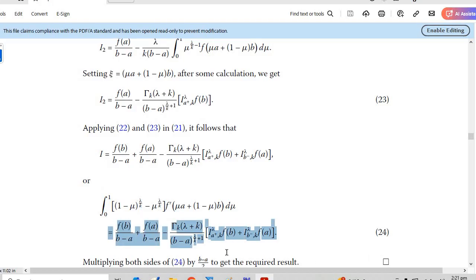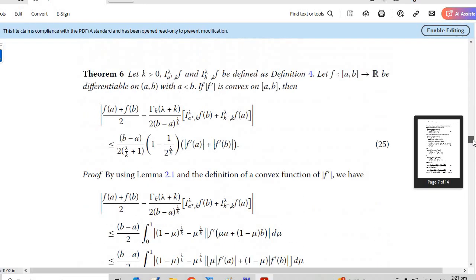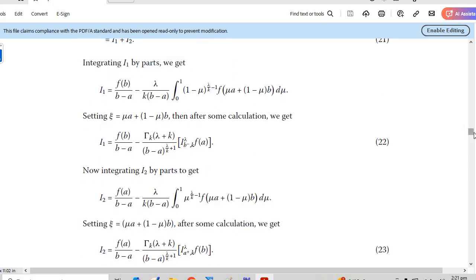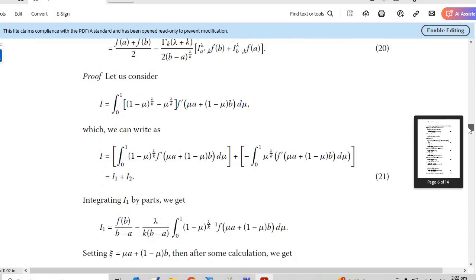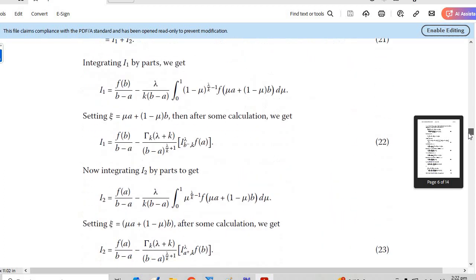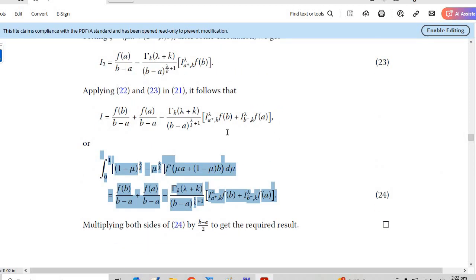Multiply 24, this highlighted whole, on both sides by b minus a, and you get the required result which I wanted to prove. This equality will allow you more interesting results; it is the base for them. So this one we have proved.